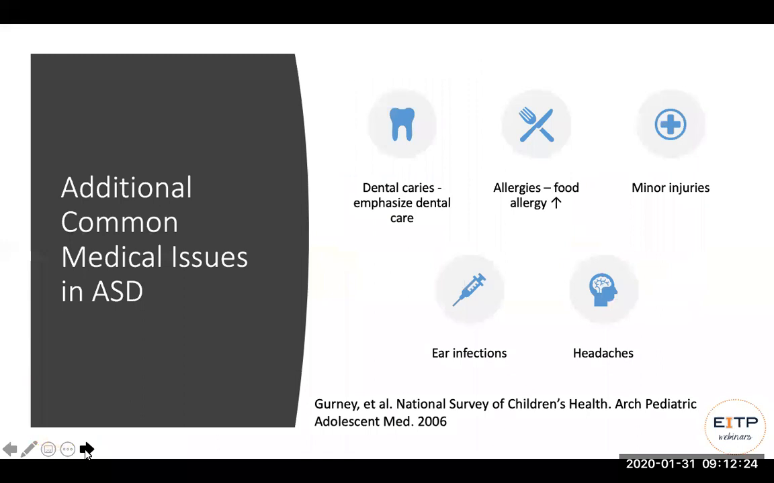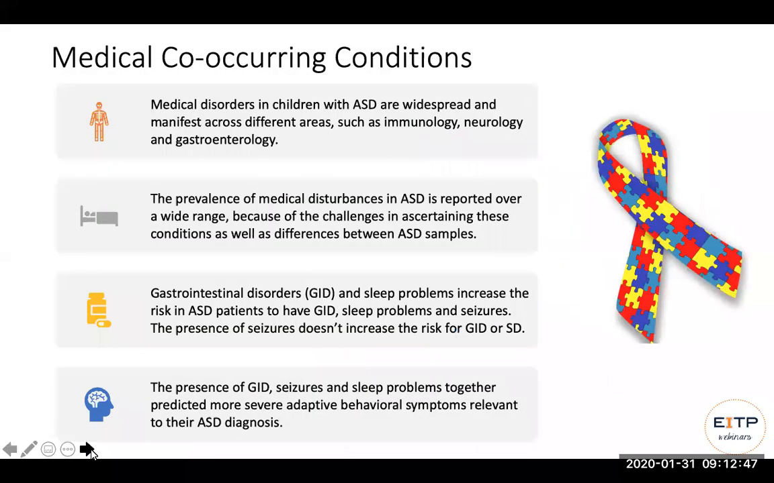Something important to keep in mind, particularly in kids with autism who present with sudden emotional behavioral dysregulation, is to think about pain, like dental problems, food allergies, minor injuries, ear infections, and headaches. Those are all common conditions that may come up, particularly with acute behavioral changes. And that's something that we as clinicians need to think about.